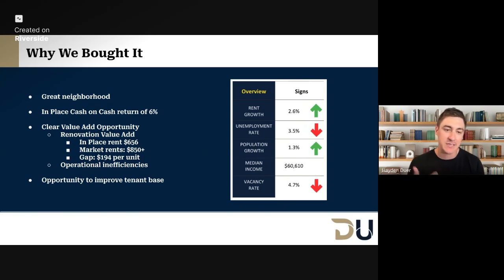And then lastly, an opportunity to improve the tenant base in the community. We saw that while the current tenant base was not ideal, the area supported a better tenant base, supported higher rents, a tenant base that could pay for those higher rents. And that was really important for us. And that's something we look at in all of our projects: can we justify a business plan? Can we justify a $200 rent increase? And so far we absolutely can. And we could when we were buying it.